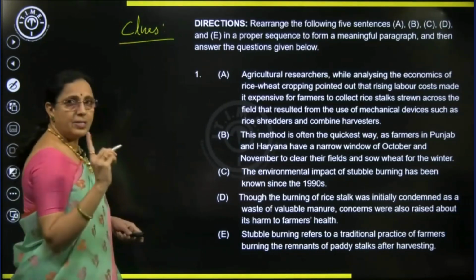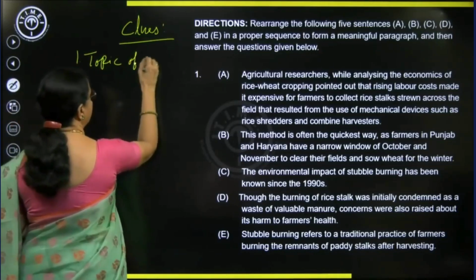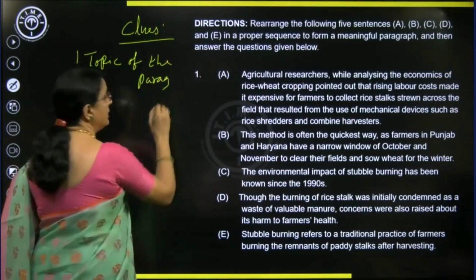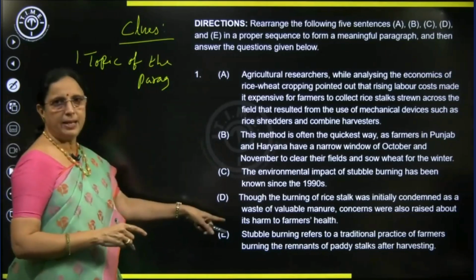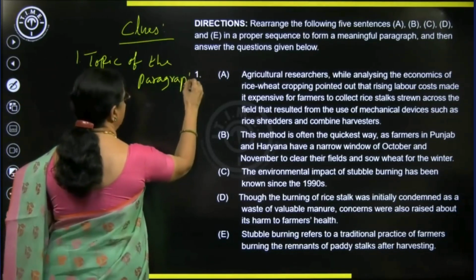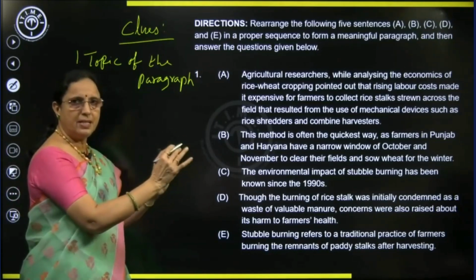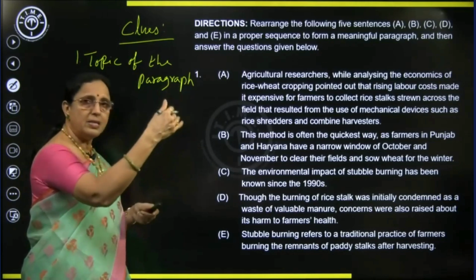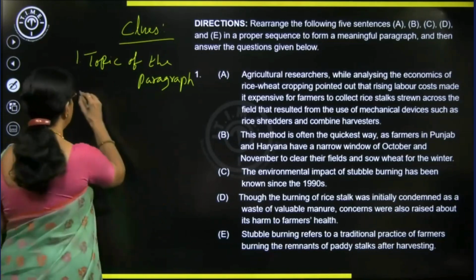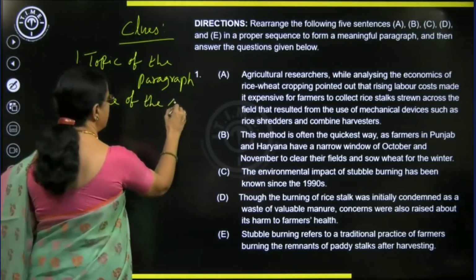First clue, topic of the paragraph. After reading two or three sentences, you know the central idea of this paragraph, so try to know what the topic of the paragraph is. How is this going to help you? If you know the central idea, the main topic, then you can guess how the author is developing that idea or how the author is discussing that problem. Understood?